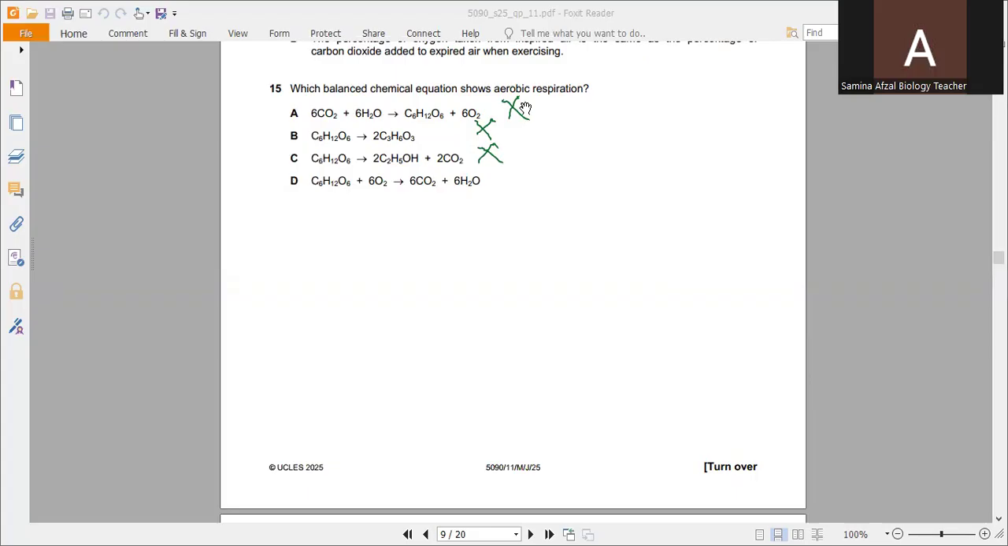Next, D is there. You can see the D option. This is the correct statement. So D is the correct option. You can see the aerobic respiration. Oxygen will help to break down the 1 molecule of carbohydrate into 6 molecules of carbon dioxide and 6 molecules of water. So this is the correct option.